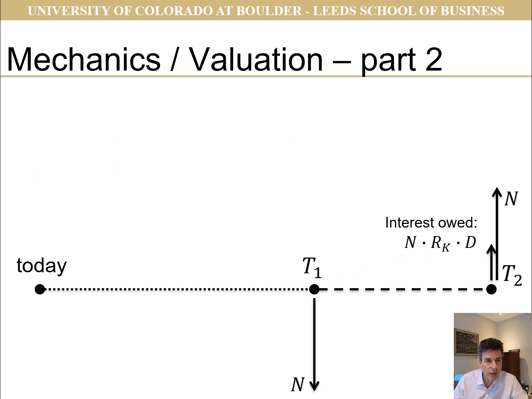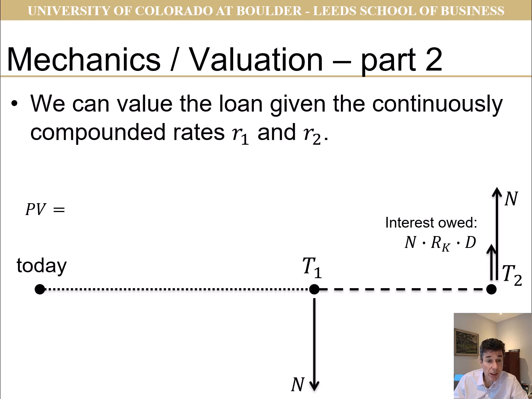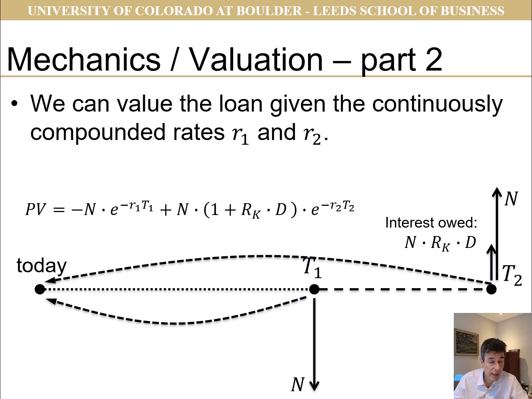We can value this loan given continuously compounded rates R1 and R2. Take the present value of the first cash flow, so that's negative N times e to the minus R1 times T1, plus N times (1 plus RK times D), so that's the principal being repaid plus the interest, times e to the minus R2 T2.